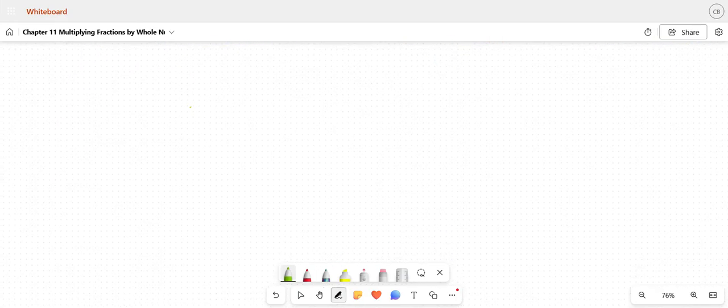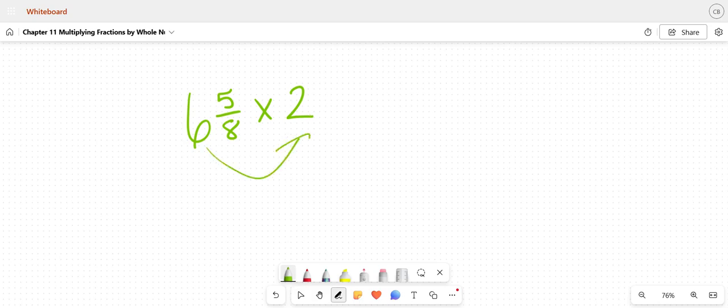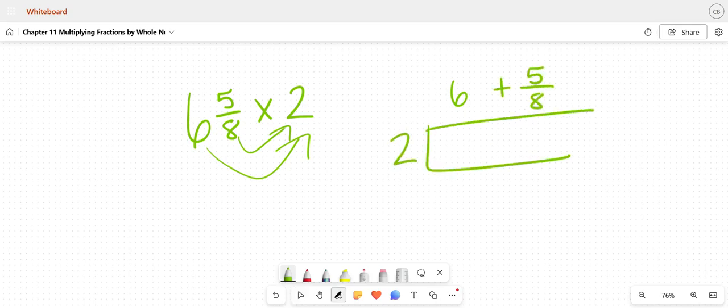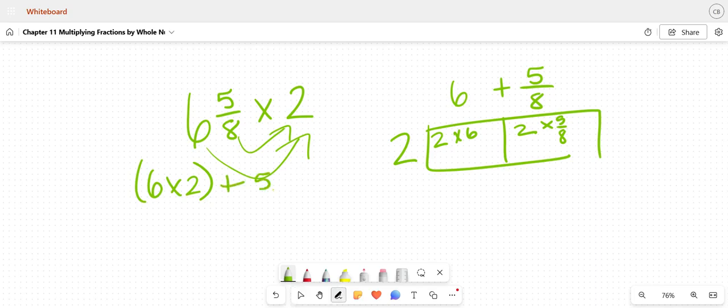All right, let's do another. We're going to do 6 and 5/8 times 2. Okay, so distributive property, I'm going to do 6 times 2. And I'm going to do 5/8 times 2. Or 6 plus 5/8 times 2. So everything in my row gets a 2. Everything in my column, this one a 6. This one a 5/8. So we did 6 times 2, or 2 times 6. It doesn't matter because it's commutative property. Plus 5/8 times 2.